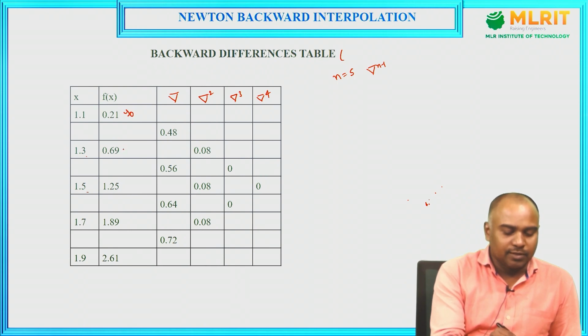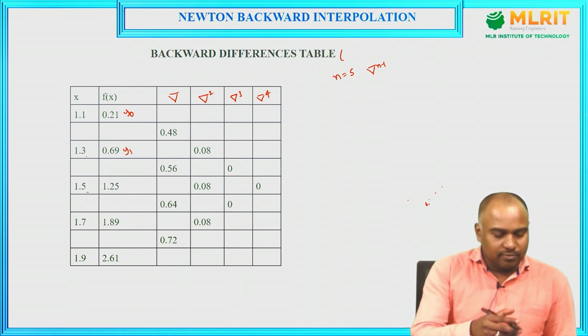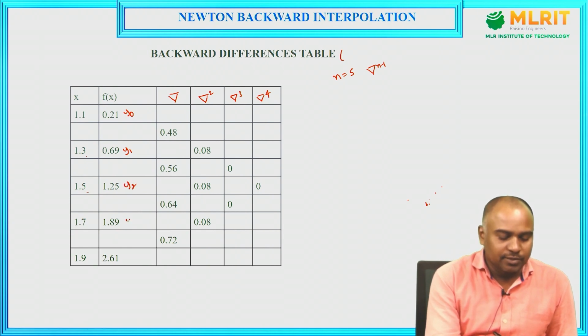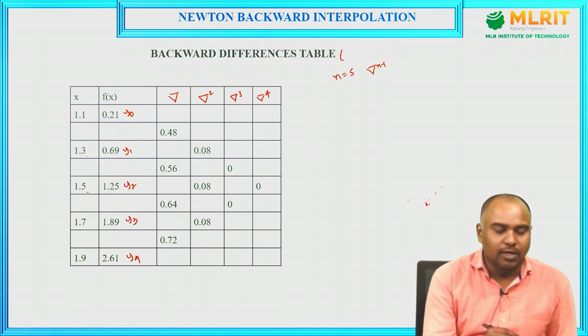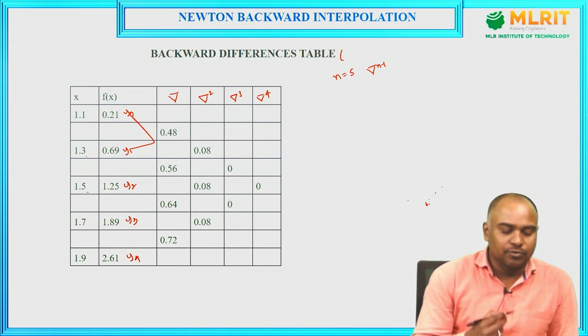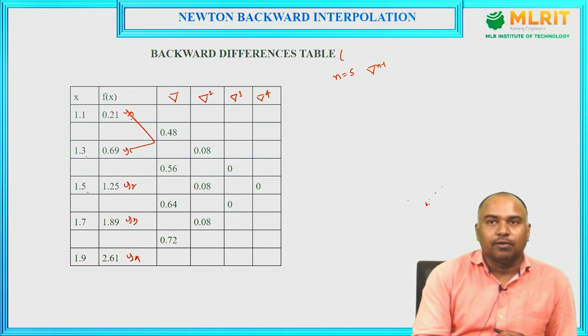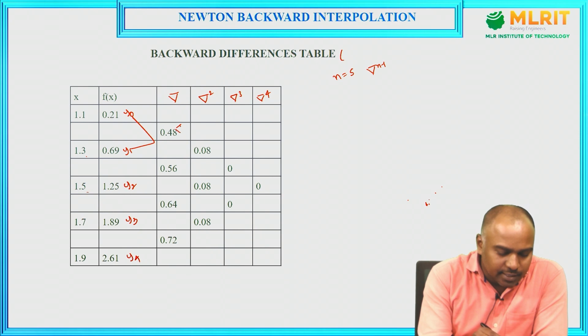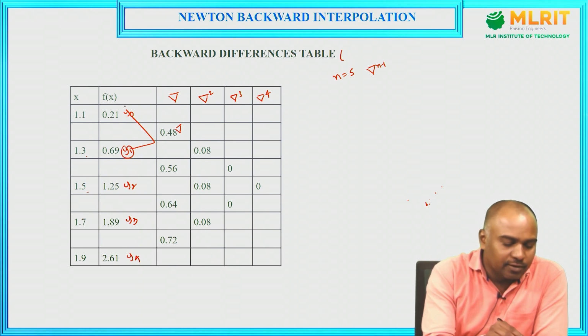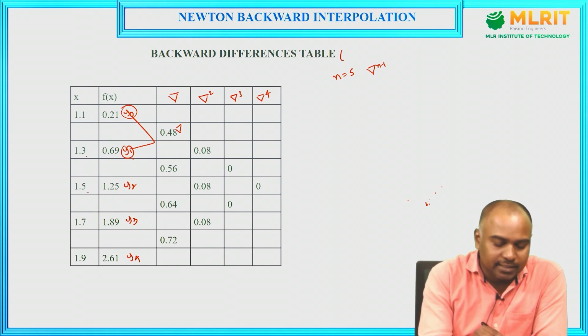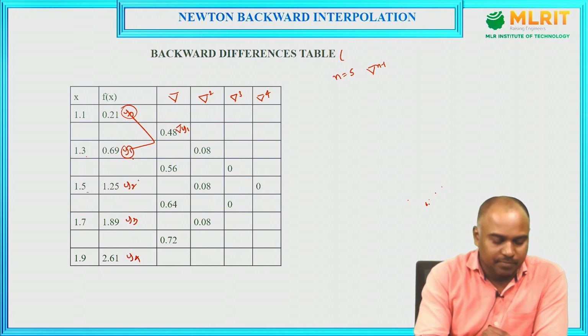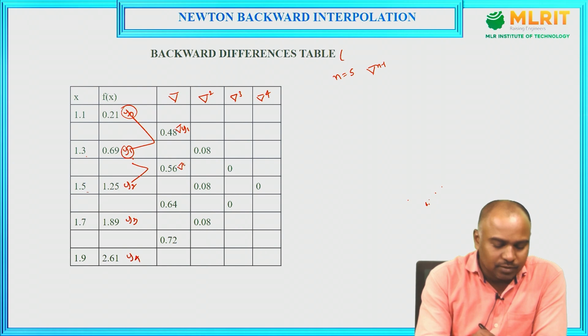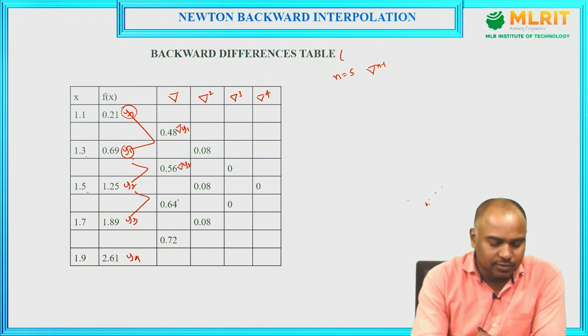As with the forward table, here also we give the same kind of notations: y0, y1, y2, y3, y4. The difference of these two, y1 minus y0, is 0.48. Here the notation is del of the last value, whereas in the forward case we consider the first; for backward we take the second value. So nabla y1, the difference of these two, nabla y2, the difference of these two, nabla y3, the difference of these two, nabla y4.